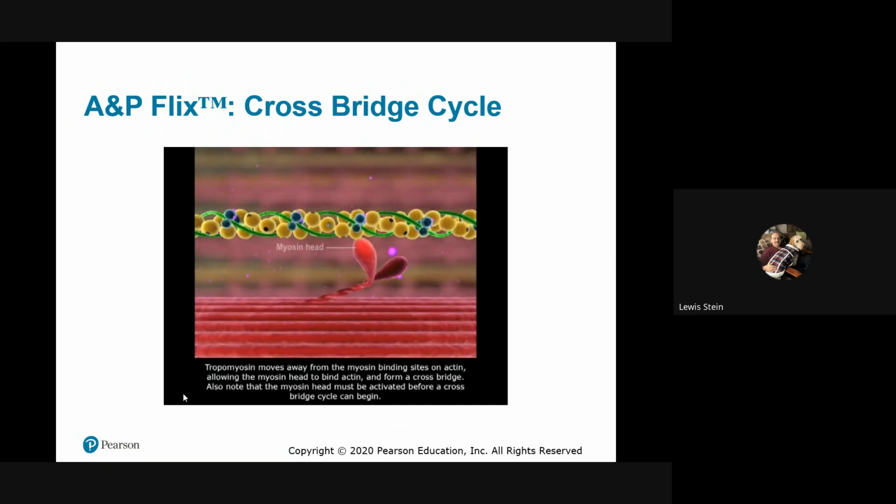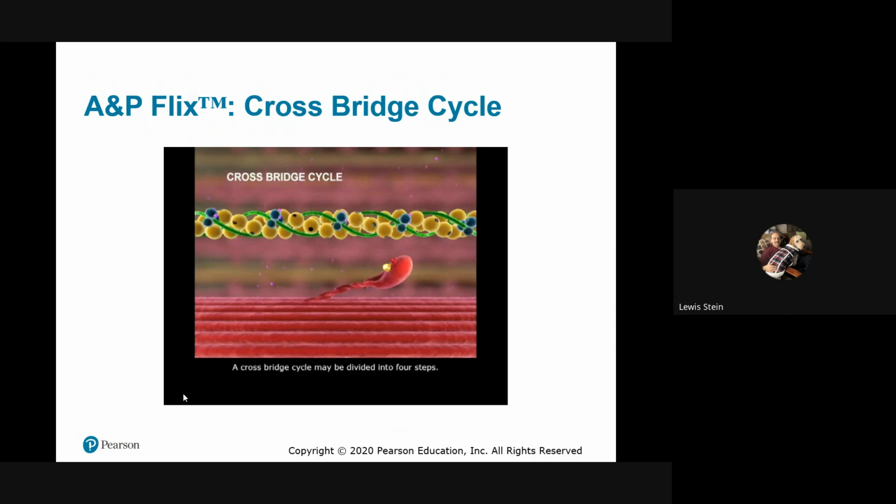Also note that the myosin head must be activated before a cross bridge cycle can begin. This occurs when ATP binds to the myosin head and is hydrolyzed to ADP and inorganic phosphate. The energy liberated from the hydrolysis of ATP activates the myosin head, forcing it into the cocked position.